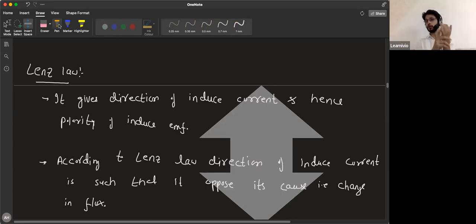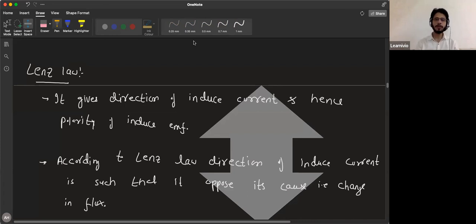I'm repeating again. The cause of induced EMF is change in flux. Lenz's law says the direction of induced current or induced EMF is such that it opposes its cause. It opposes its cause means it opposes the change in flux. And how can flux change? Flux can either increase or decrease. So induced EMF will oppose both. It will oppose an increase in flux as well as a decrease in flux.